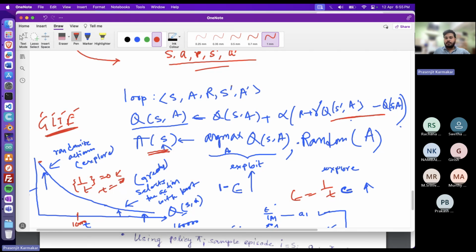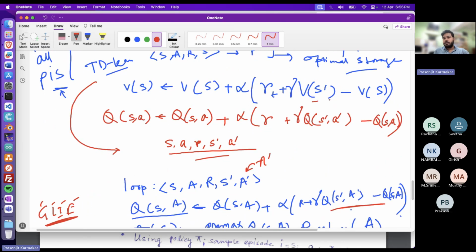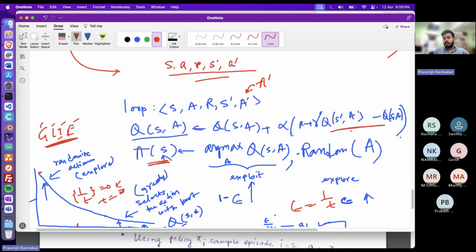What changed from the previous interaction patterns is I have to take this next A, this extra A, to make this update. Here I don't have to take the next action. I only have to take S, A, R, S prime, and then I can do the TD update. But here I also have to take the A prime. That's why it's called SARSA. Okay, now let's go and implement it.